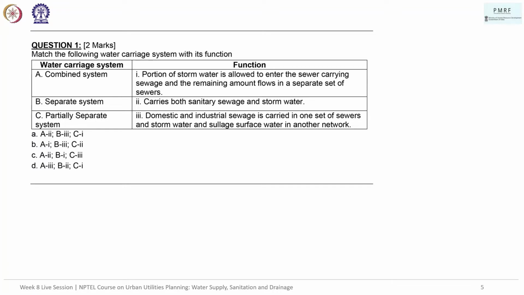A is the right answer. Okay, so A is the answer being given. So A matches combined system with option 2, carries both sanitary sewage and stormwater. B, yes, separate system is domestic and industrial sewage is carried out in one set of sewers, and stormwater and surface water in another network. And C, partially separate systems with basically a portion of stormwater is allowed to enter the sewers carrying sewage. Okay, you are actually right, ma'am.